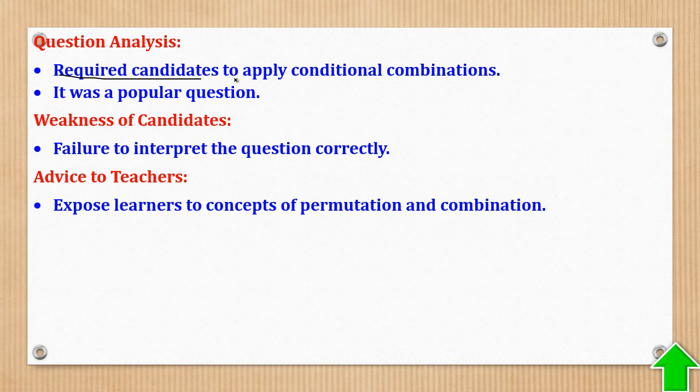So this question 1 required candidates to apply conditional combinations. The condition was that there should be at least 2 men. It was a popular question, meaning many attempted it. However, some candidates failed to interpret the question correctly. Advice: expose learners to concepts of permutation and combination, and I believe your teachers have done so.